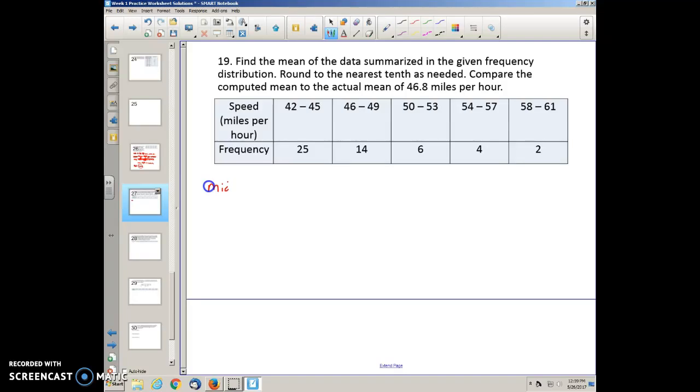So the midpoints, x. The first class midpoint is directly in between 42 and 45. 43.5. The next, 47.5. Then 51.5. Then 55.5. Then 59.5. We also need f, and that's simply just copying from the data that we already have.